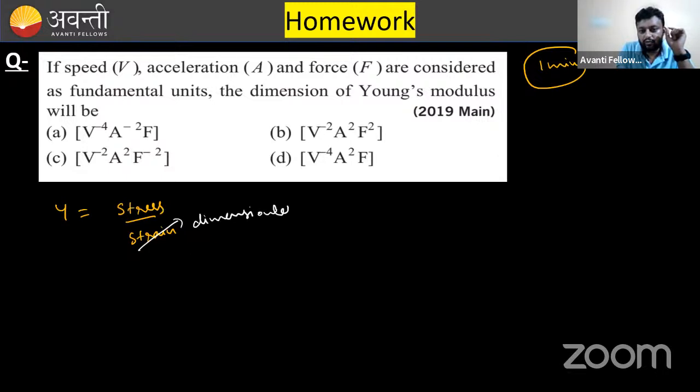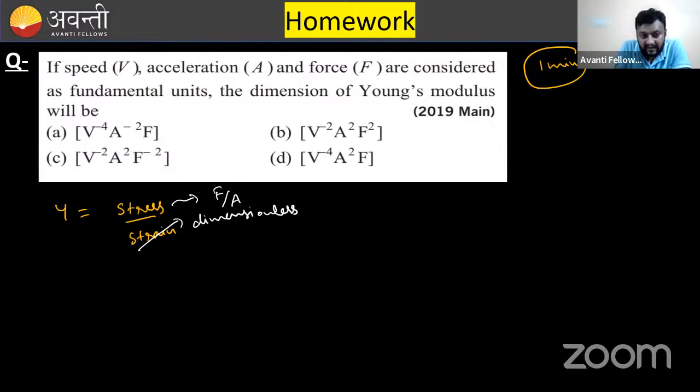The way I am telling you, in this way you can remember a lot of things. So strain is a dimensionless quantity. This is the ratio of change in length over original length. So try to figure out the things. And stress is what? Force per unit area.